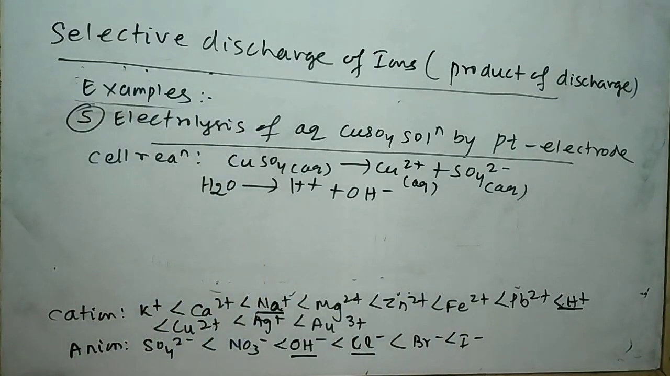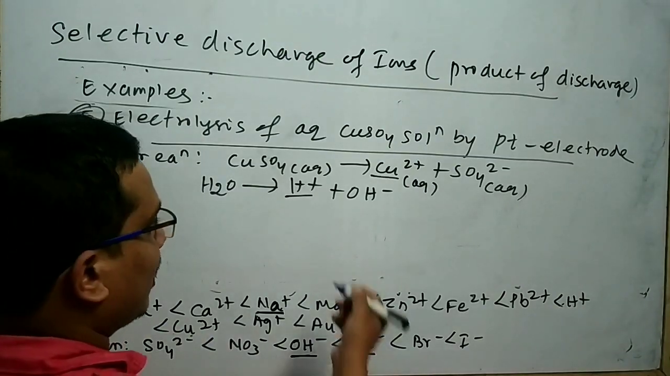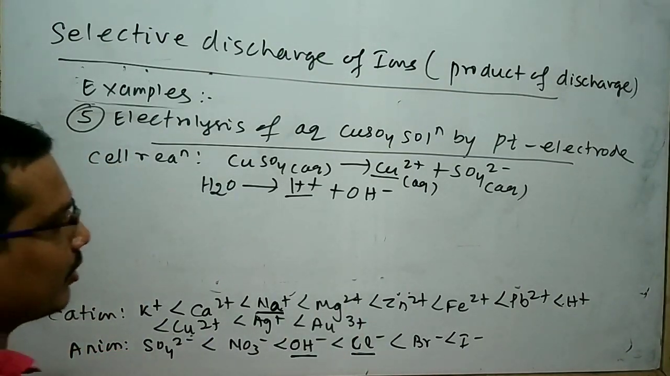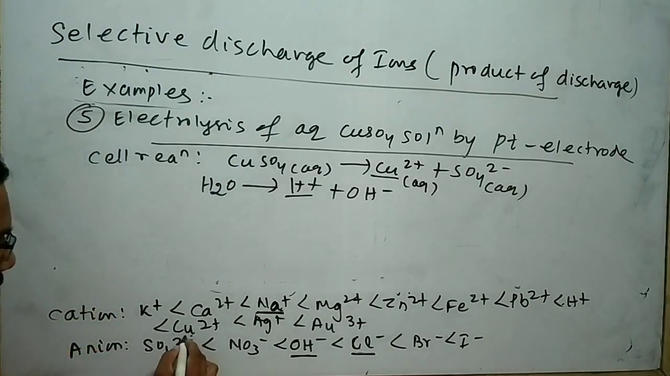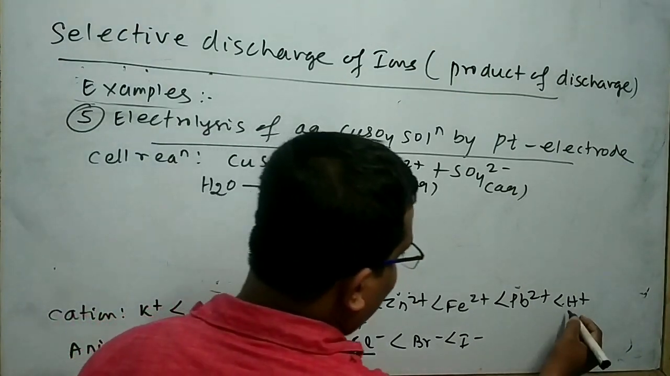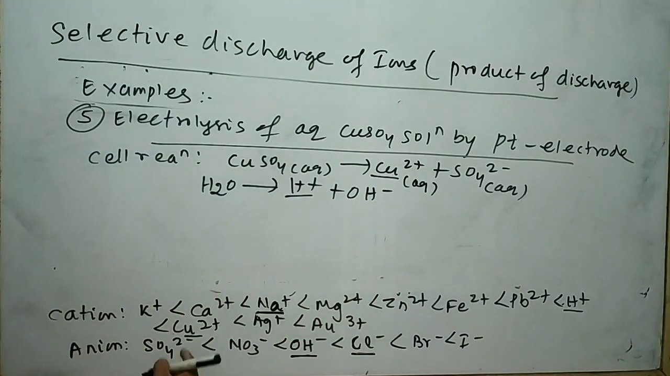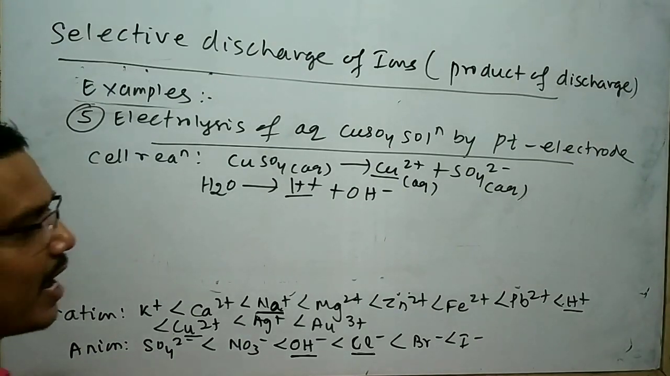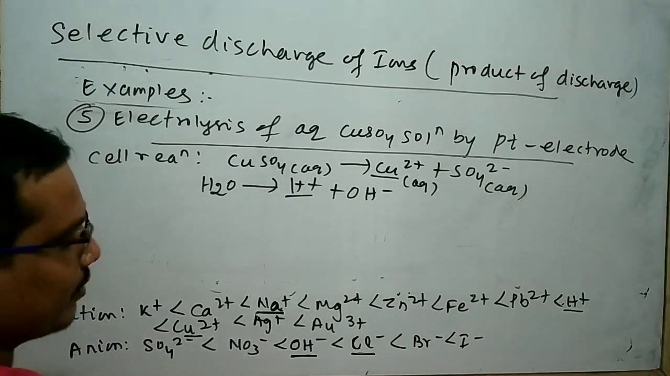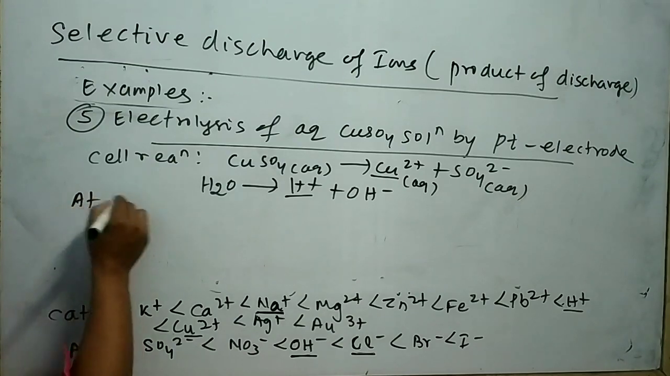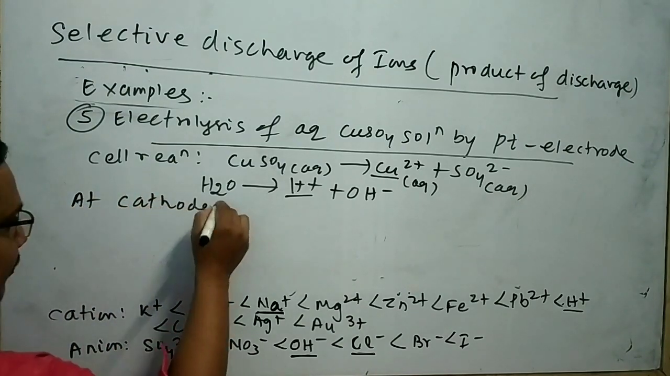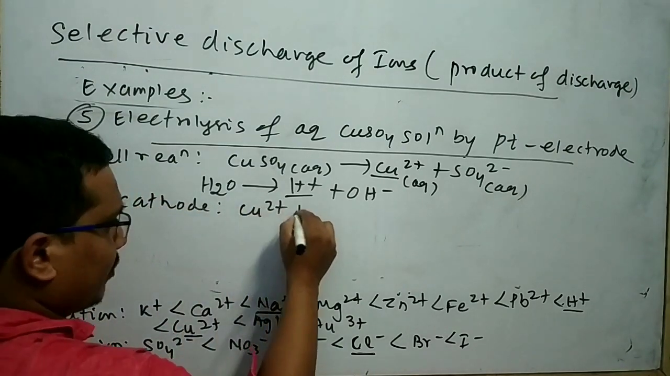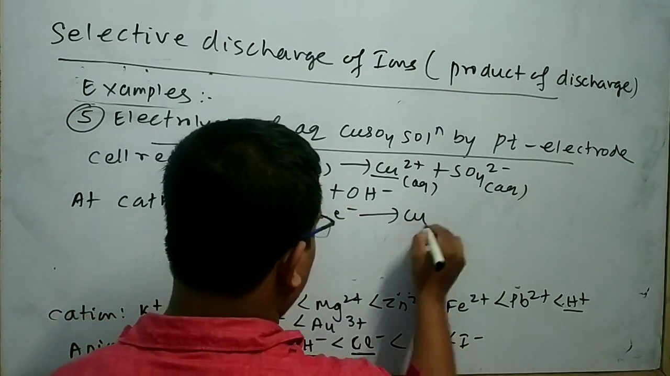Now I will apply the discharge potential. At first I will think about the Cu2 plus and H plus ions. Look at that, here Cu2 plus is present, here H plus is present. From this order it is clear that Cu2 plus discharges first, because Cu2 plus ion has the least discharge potential, so we can write at cathode Cu2 plus plus 2 electrons gives Cu.